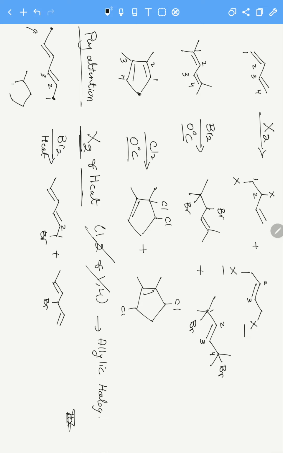So let's say you were given this diene. For example, in this case, even if I have X2 and heat, I will still get 1,2 and 1,4. Why? Because this is the only allylic position that I have, and it doesn't have hydrogens. So I will just draw the 1,2 and 1,4 products. But let's say, for example, we had one more branch here, then yes, allylic halogenation will take place, and now this is 1, this is 2, this is 3, and now my Cl will be at this position.